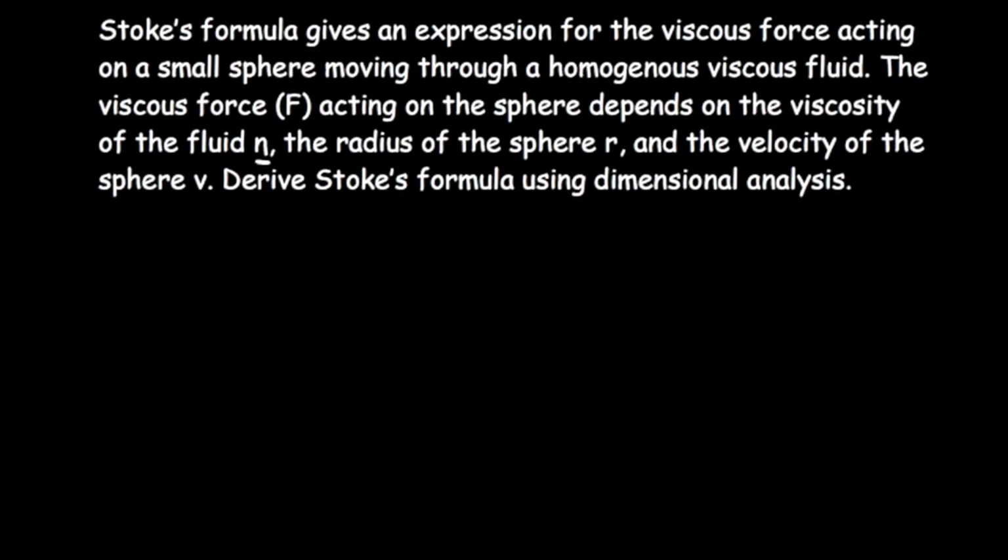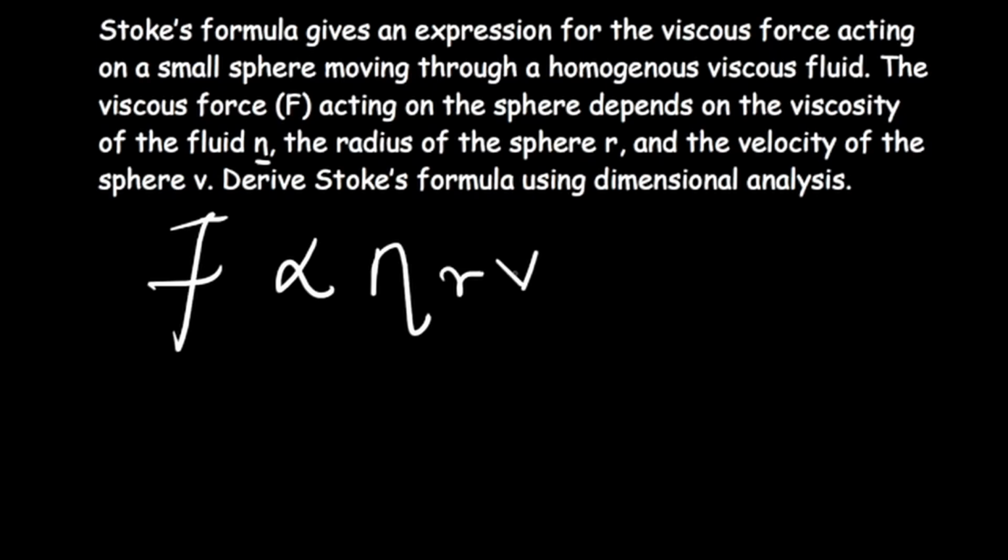The first thing that we always have to do is to extract the variables given in the question. We can see that the force F depends, so we use this proportionality sign, on, number one, the viscosity, which is known as eta. Secondly, it also depends on the radius, which is r. And lastly, it depends on the velocity of the sphere, which is v.